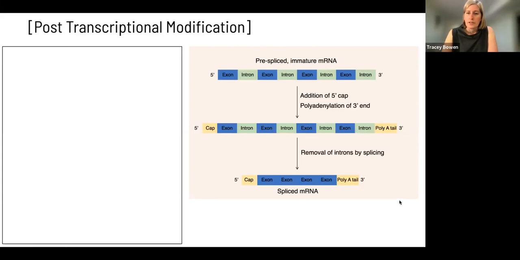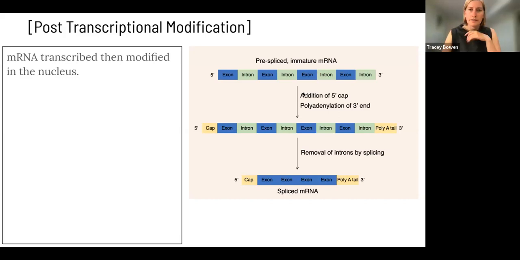So if we're looking at messenger RNA, we would have immature messenger RNA produced initially, and that initial immature RNA is going to get modified.